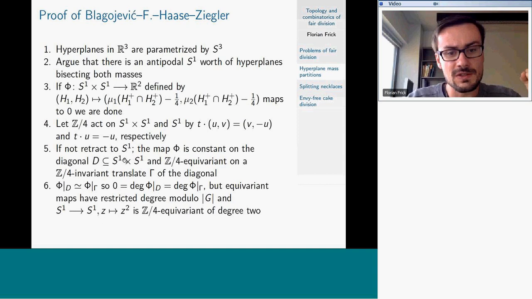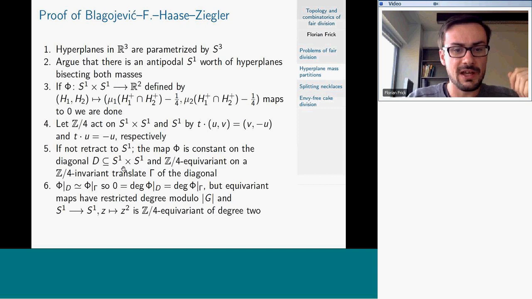And this map is constant on the diagonal. Put H1, H1, then this is mu1 of H1 plus intersected with H1 plus, minus a quarter. But the intersection is just the positive half space of H1. And H1 bisects mu1, so it has measure one half, minus a quarter is constant. Yeah? So this map is constant on the diagonal. It has degree 0.